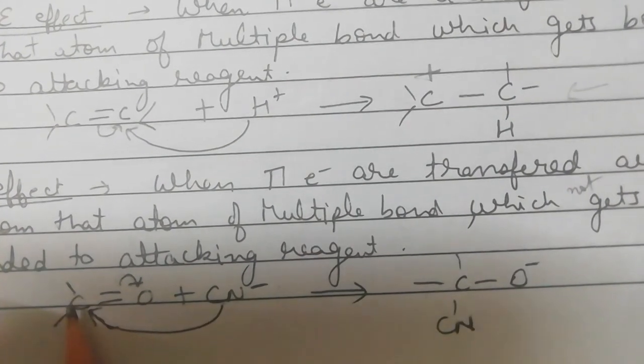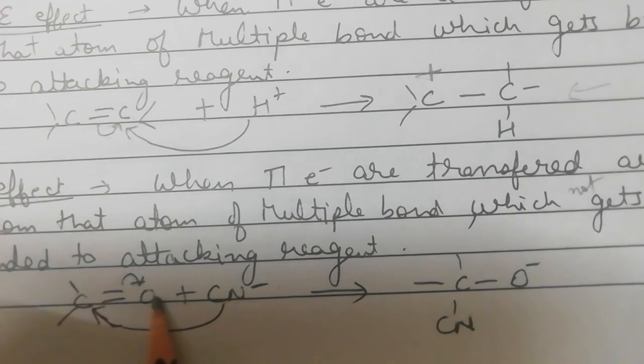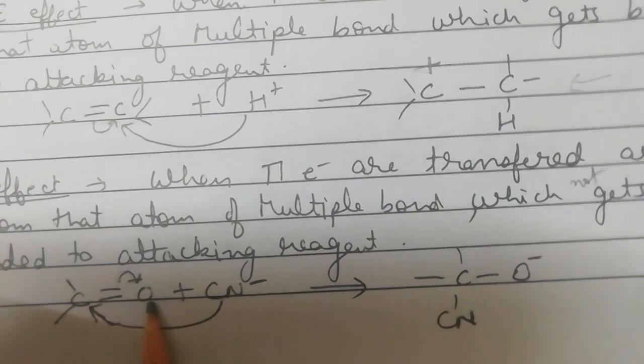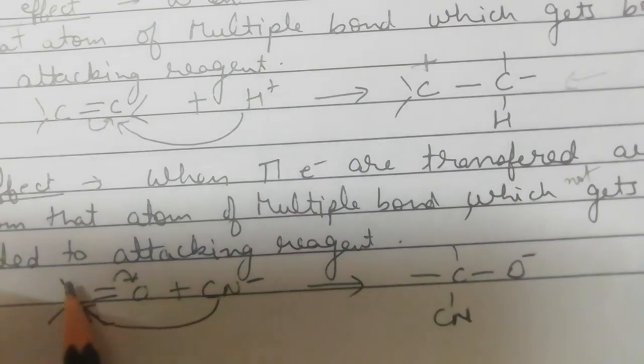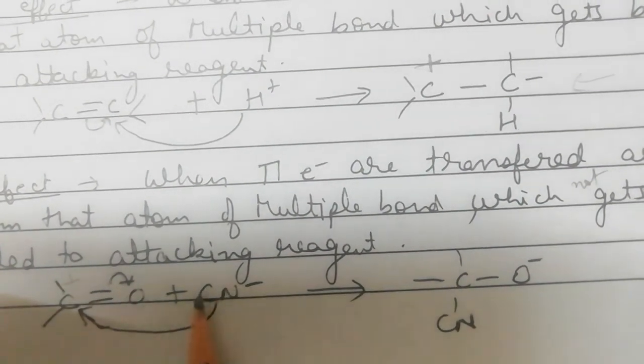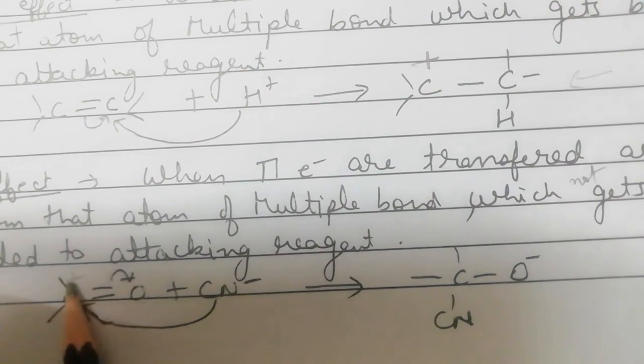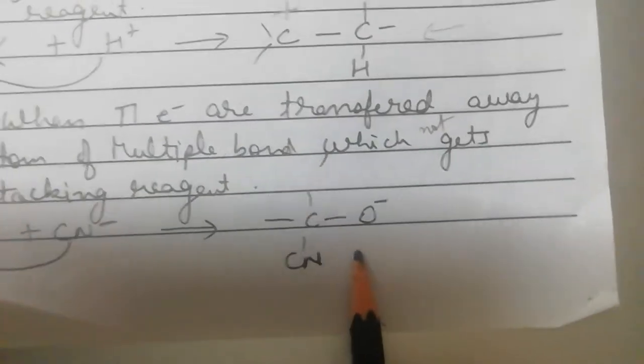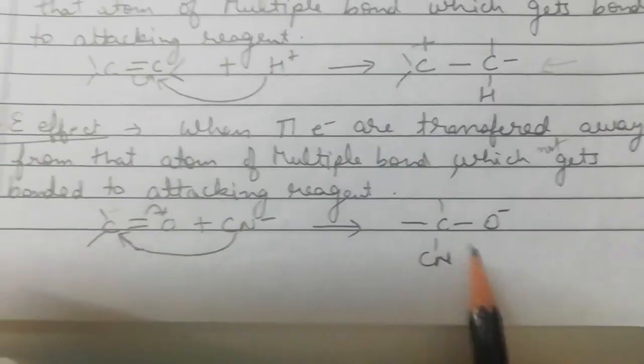Why? Because out of this carbon and oxygen, oxygen is more electronegative, so it will attract this electron towards oxygen. So C will develop this positive charge and CN negative will attack on this carbon atom because it has positive charge. So what will we get? We will get this structure. So this effect is called minus E effect.